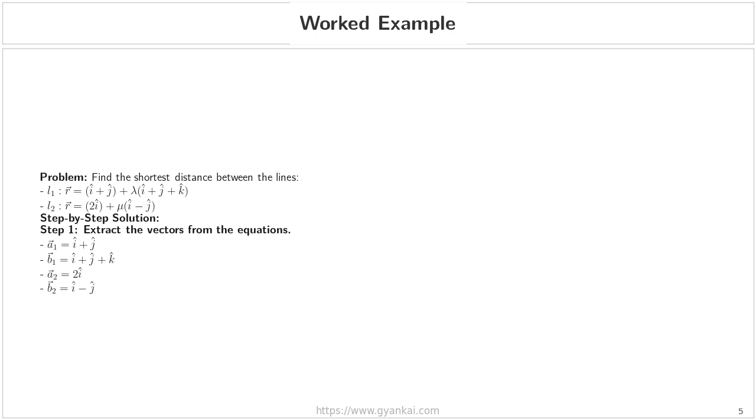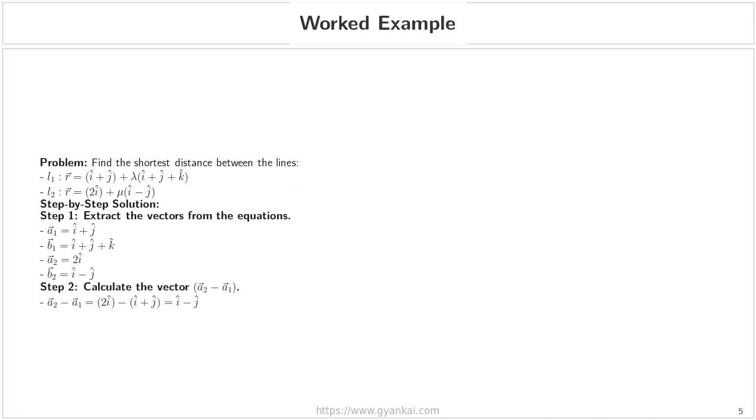In step 1, our first task is to extract the necessary vectors from these equations. Looking at line 1, our position vector a1 is i plus j, and our direction vector b1 is i plus j plus k. For line 2, our position vector a2 is simply 2i, and our direction vector b2 is i minus j. Next, in step 2, we need to find the vector connecting our 2 points, which is a2 minus a1. When we subtract i plus j from 2i, we are left with the vector i minus j.